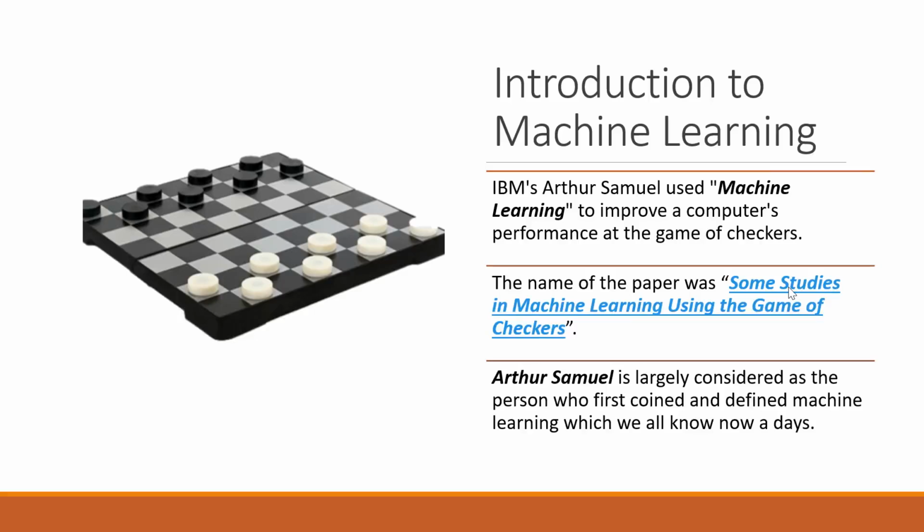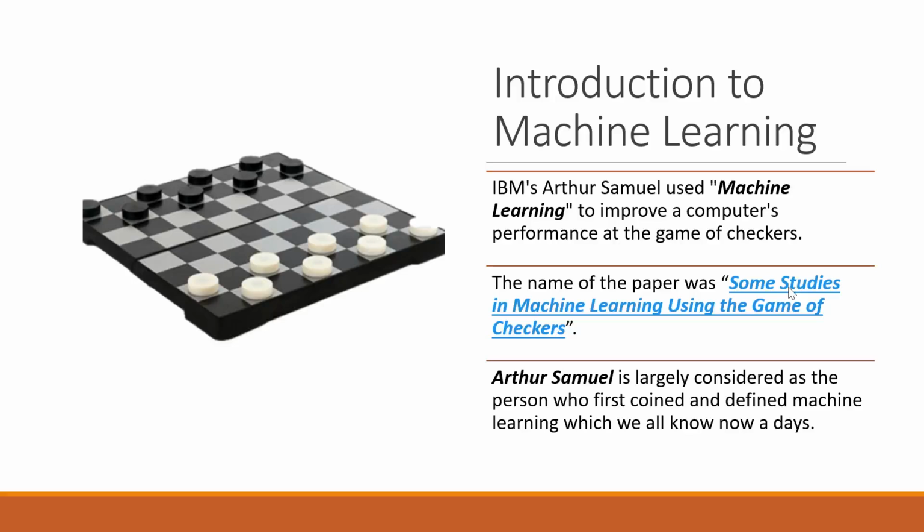Now, before we understand what is machine learning, let's discuss a little history about it. So IBM released a study in 1959 under the IBM Journal of Research and Development. This study paper is proposed by IBM's Arthur Samuel, who used the term machine learning to improve a computer's performance at the game of checkers. Now, the name of this paper was Some Studies in Machine Learning Using the Game of Checkers. And in this study, he saw that more the computer plays the game, the better it gets. So by experience, computer was improving its performance.